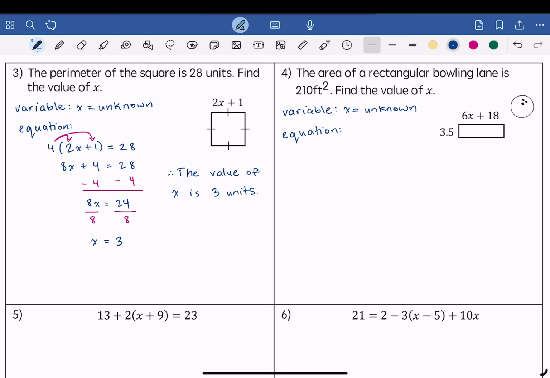so based on the information in the question, we know that the total area of this rectangle is 210 square feet. So 3.5 times (6x plus 18) will give me 210, because the area is equal to length times width. So I know the area is 210, so I can sub that in for A. The width is 3.5 times the length, which is 6x plus 18.